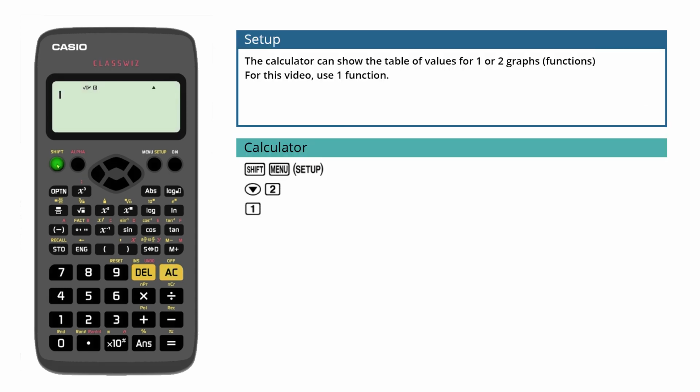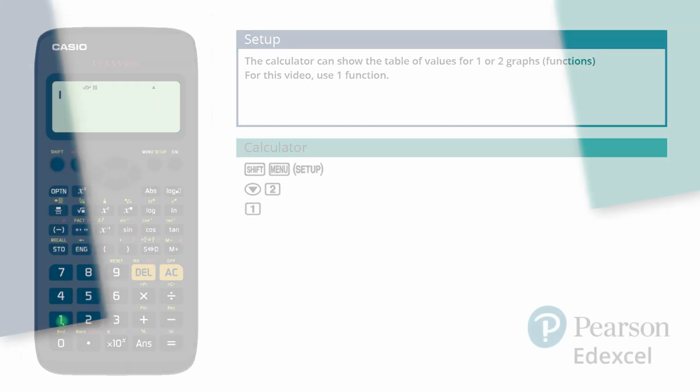The calculator can also show the table of values for either 1 or 2 graphs, which are also called functions. For this video, we'll be using one function. We will need to change the setup, so press Shift, Menu to access the setup screen. Then scroll down one screen and choose Table, option 2. Now choose option 1 for a single function.